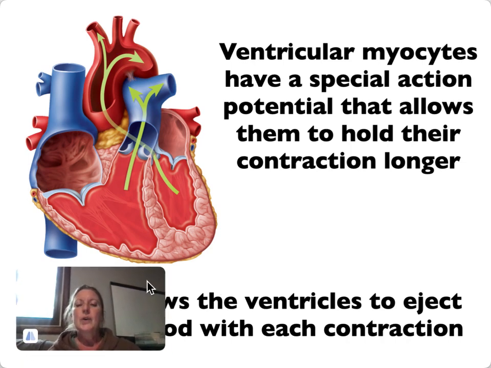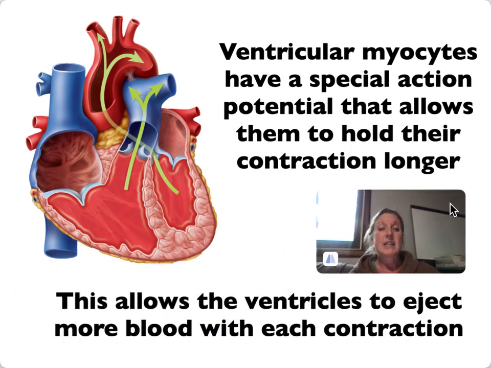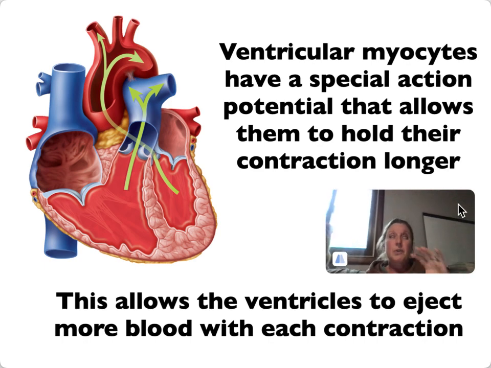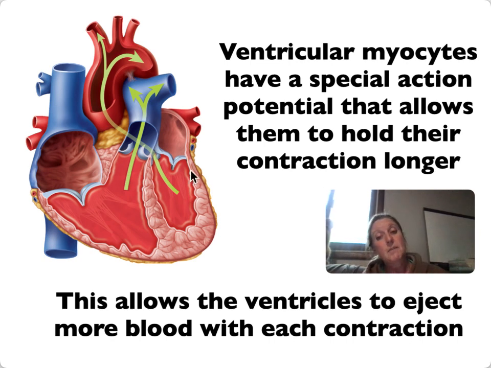Okay, so let's talk a little bit about some of these specialized parts of the cell. What I want to look at next are ventricular myocytes. That means we're looking at the muscle cells that make up the ventricles. And they have a special action potential that allows them to hold their contraction for longer than what a skeletal muscle fiber does. This allows the ventricles to eject more blood with each contraction.